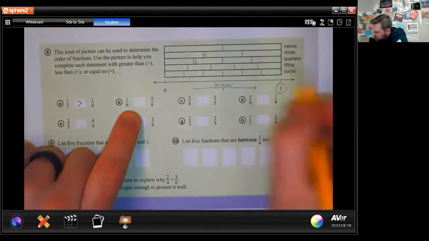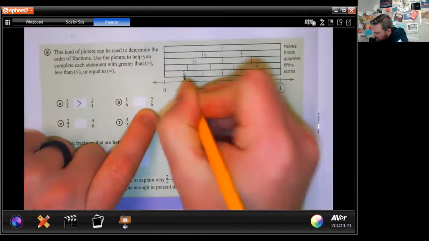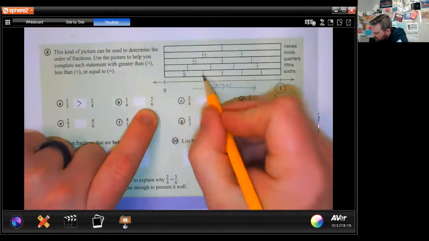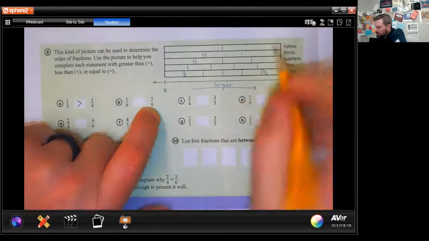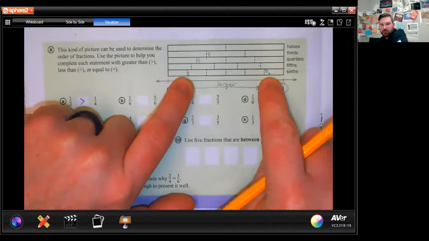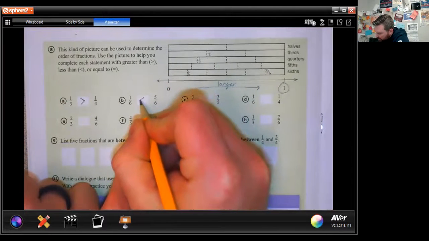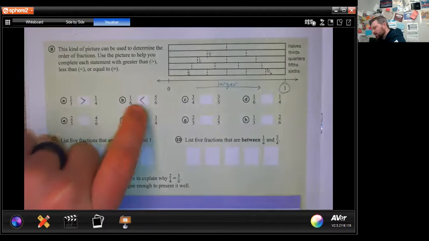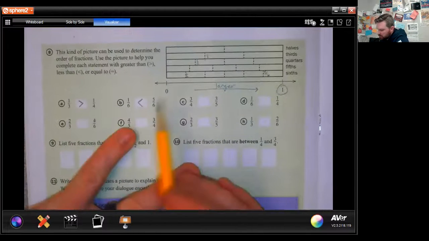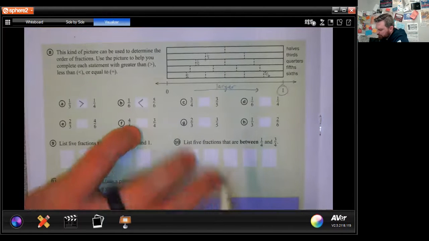Okay, 1/6, so this is 1/6, and 5/6, so 1, 2, 3, 4, 5, 5/6. 1/6 and 5/6, which one is further to the right? That would be your 5 over 6, so you're going to have a less than sign. 1/6 is less than 5/6. That should be an easy one. The numbers on the bottom are the same, so you go with the bigger top number.